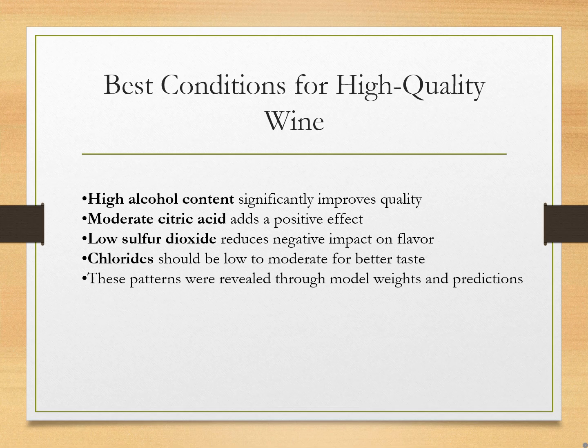From the model, I found out that high alcohol and moderate citric acid lead to a better wine. Low sulfur dioxide also help to improve the quality, while chloride has the smallest effect. These conditions align with real-world winemaking expectations.